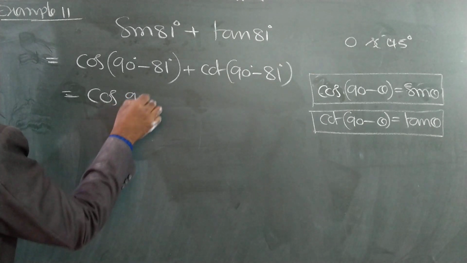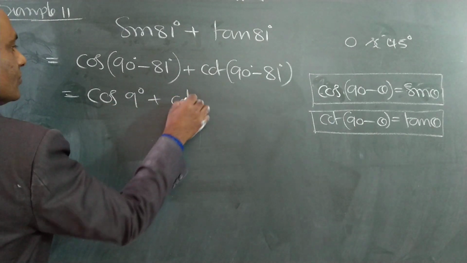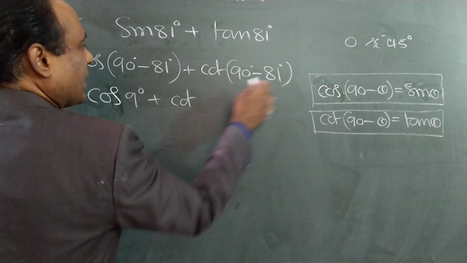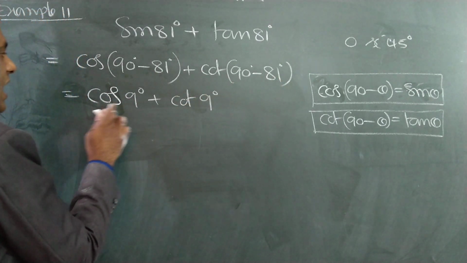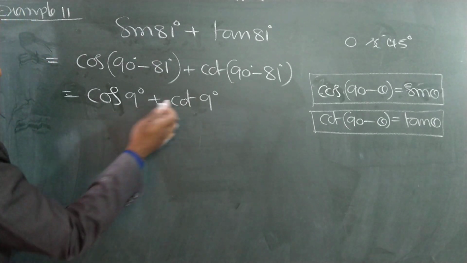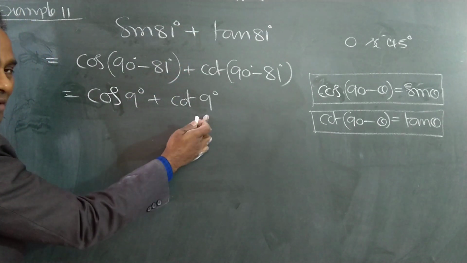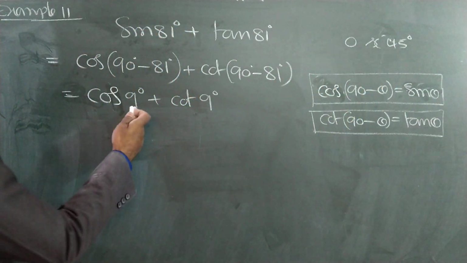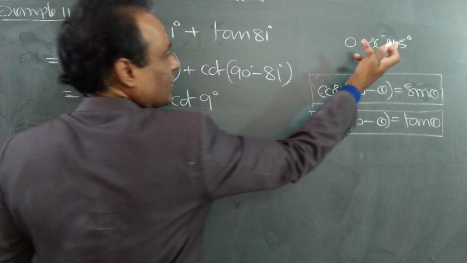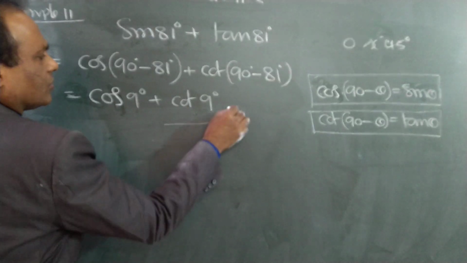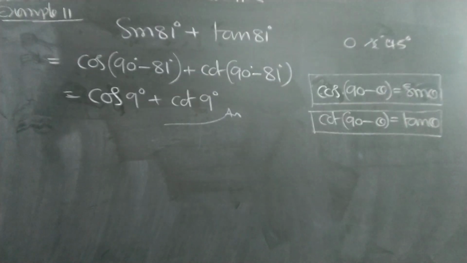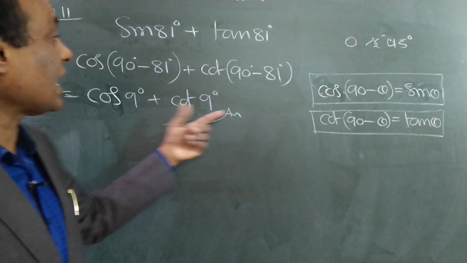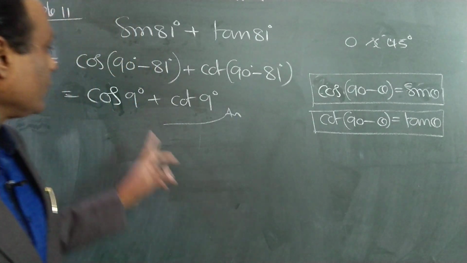90 minus 81 is 9. This is cos. See, cos 9, cot 9. So we got this changed to this form and the new angles are between 0 and 45. Correct. These angles are between 0 and 45, which is what the question requires: we have to change the greater angles into smaller angles such that the angle is between 0 and 45.